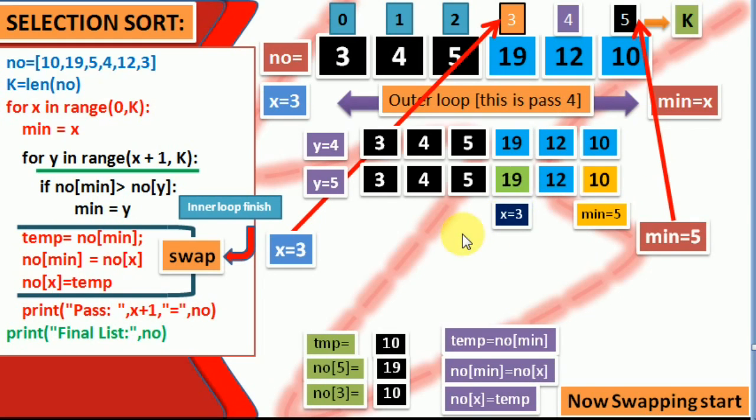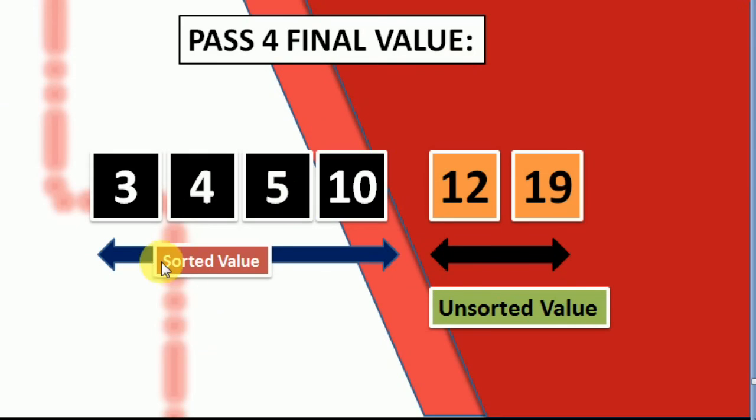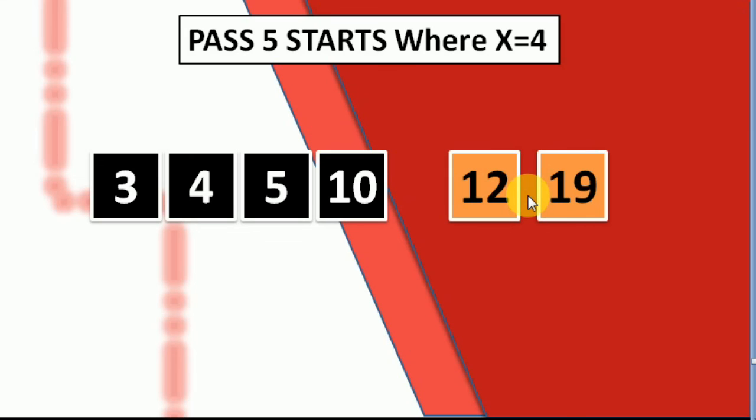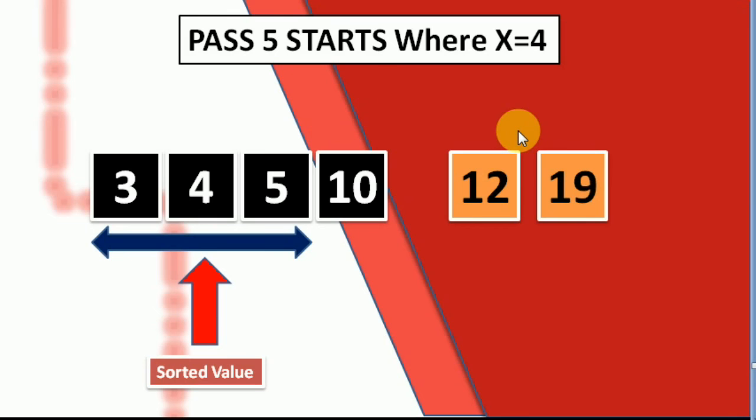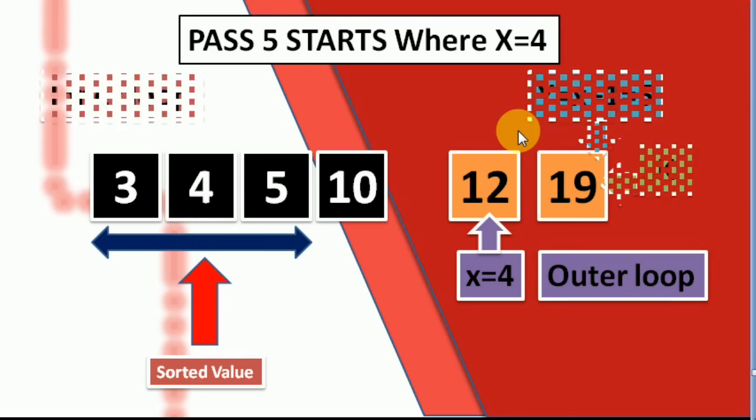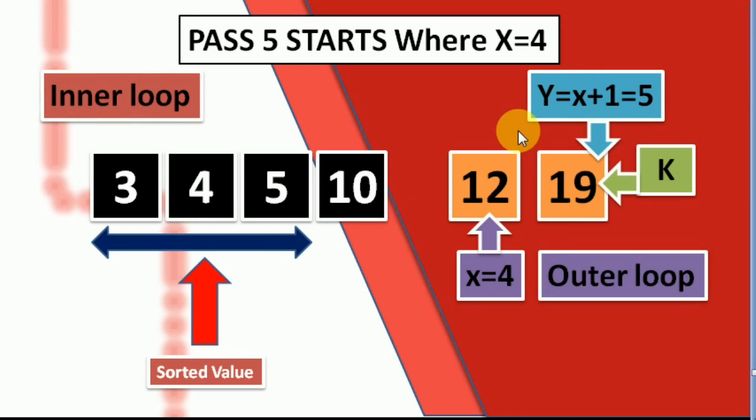Here, that means the past 4 final values. These are sorted: 3, 4, 5, 10. And 12 and 19 are going to be unsorted values. That means pass 4 is finished. So when pass 5 starts, where is x? X is at 4. These are sorted. X is at 4. So the loop is going to work only one time, that is plus 1, 5.